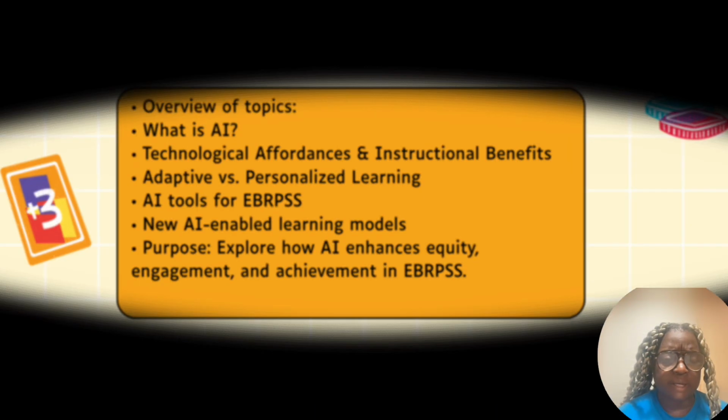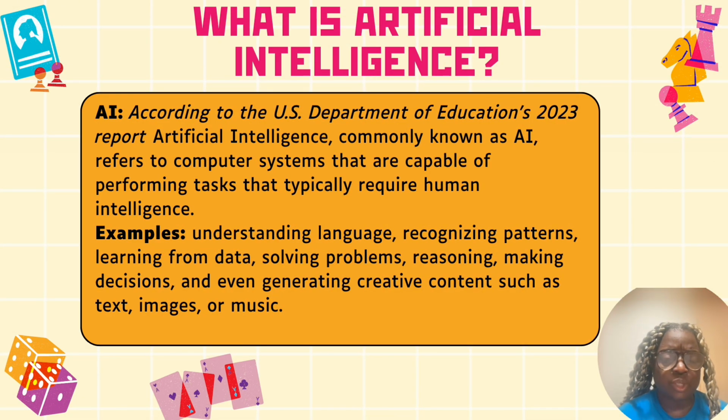Let's begin with what is AI. According to the U.S. Department of Education's 2023 report, artificial intelligence, commonly known as AI, refers to computer systems that are capable of performing tasks that typically require human intelligence. These tasks include understanding language, recognizing patterns, learning from data, solving problems, reasoning, making decisions, and even generating creative content such as text, images, or music. In simpler terms, AI enables machines to perceive, think, learn, and act, sometimes autonomously, by using data and algorithms.